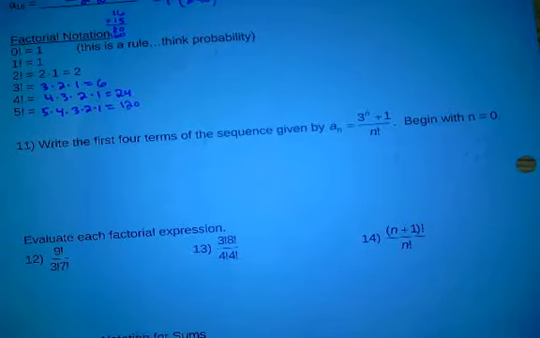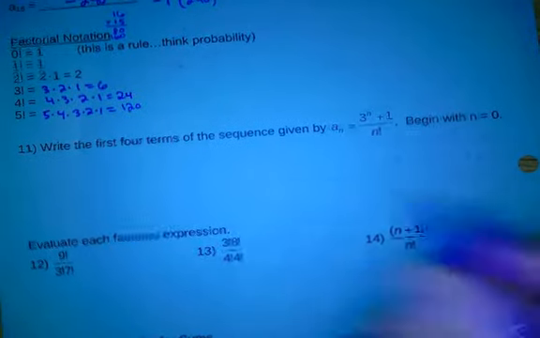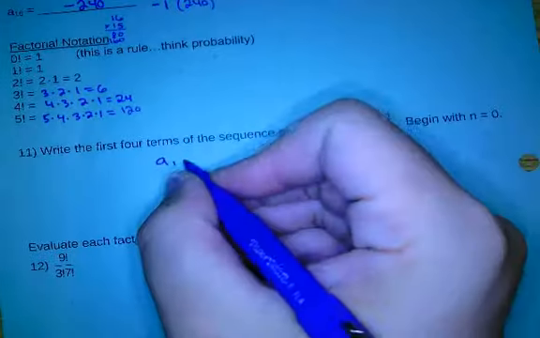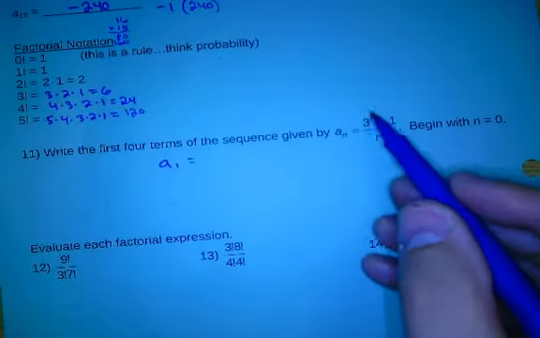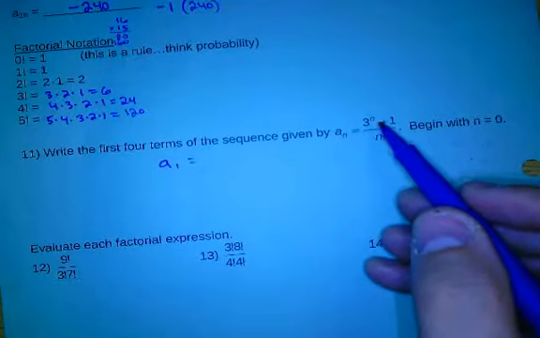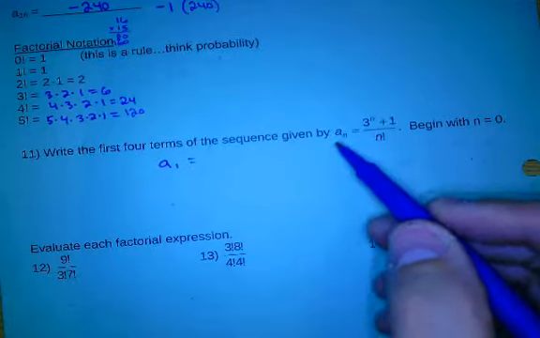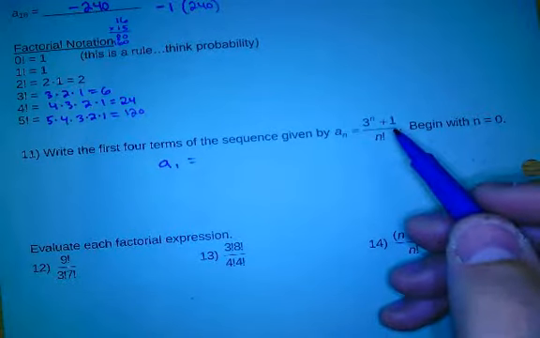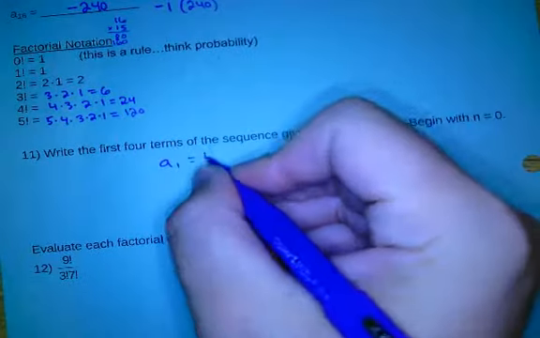Okay, write the first 4 terms. Same thing that we just did before, but now we're going to add in the factorial. And factorials have totally cool, unique properties that we're going to get to in just a moment. So, A1 is going to be 3 to the 1, which is 3, plus 1, which is 4, all over 1 factorial, which is 1, which equals 4.